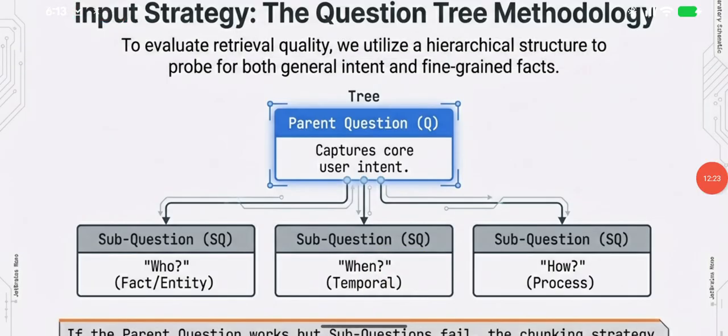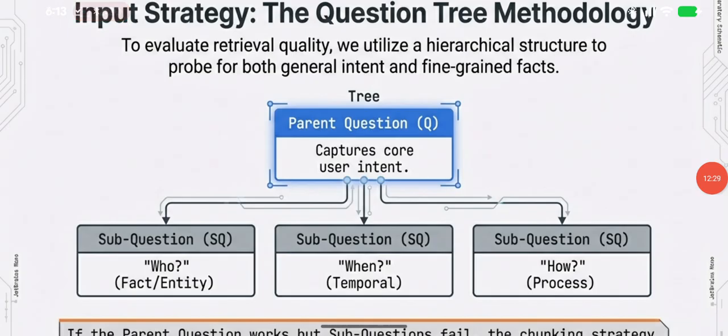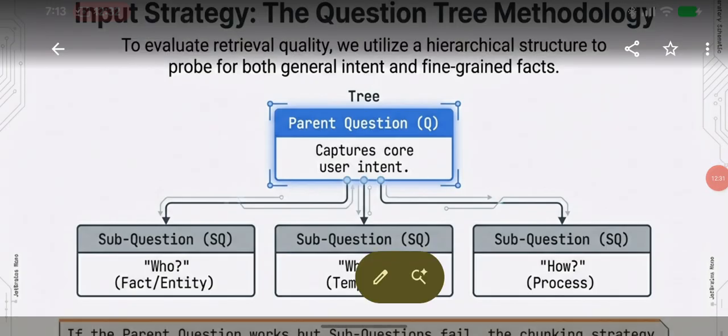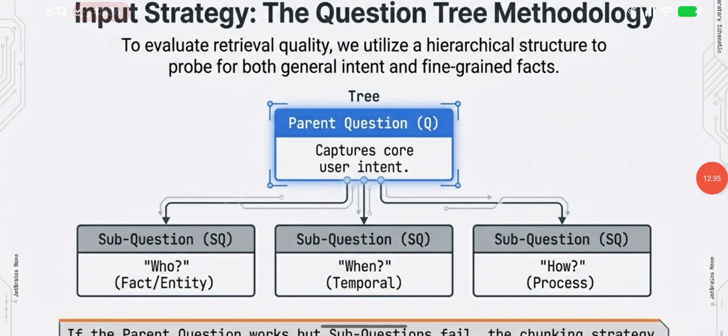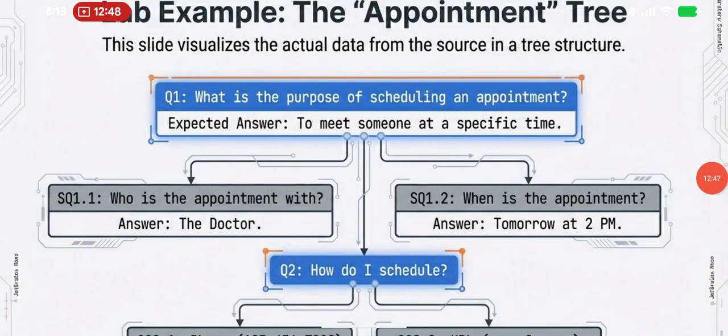So let's take an example. When you give the knowledge base document as input to an agent, it will create a question. Along with that, it will create sub questions, right? Based on who, when, how, all the different WH questions, it will create a different set of questions and get expected answers for them, right?